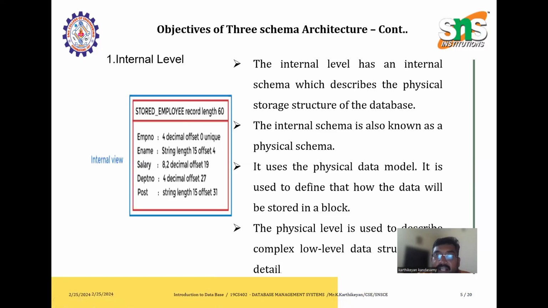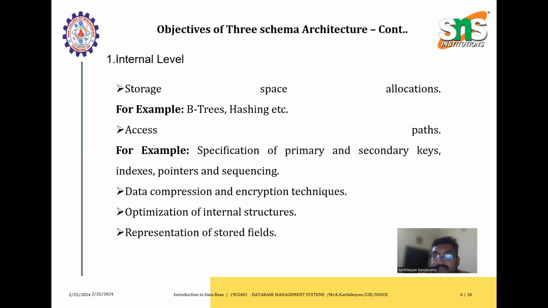So this is the internal schema. Store the employee record of length 60. Show only employee number, e-name, salary, department number, and post. This is only the internal schema. This is for storage purposes, based on storage space allocation. For example, B-tree, hashing, and access paths, for example, specific primary and secondary keys, indexes, pointers, and sequence. First, data compression and encryption techniques. Second, optimization of the internal structure. And third, representation of storage of fields.